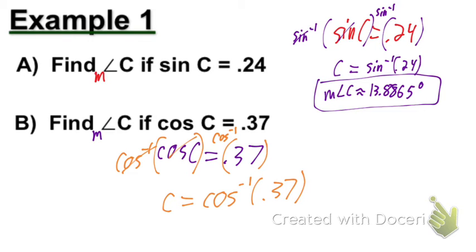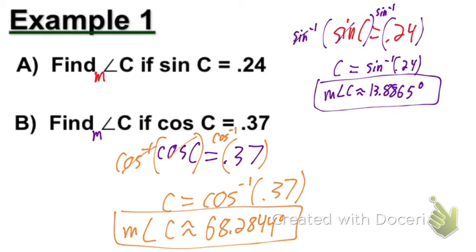Now, I saw some of us do inverse sine because that's what we did on the previous one. So we have to make sure we're very careful using the right trig function here. So the measure of angle C is approximately 68.2844 degrees. Question on that?